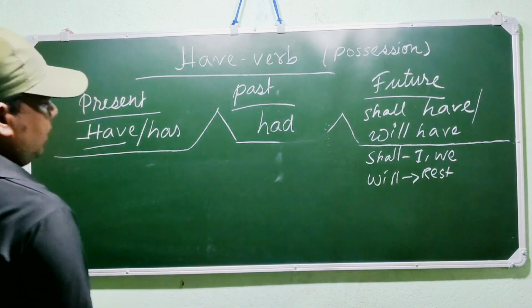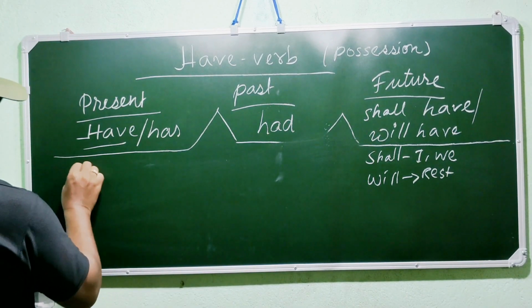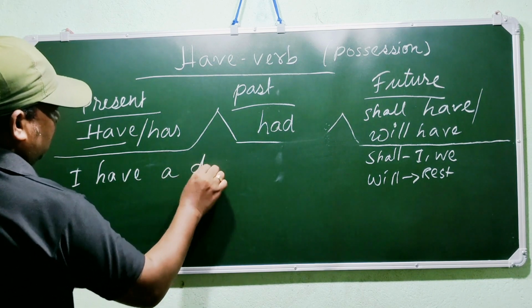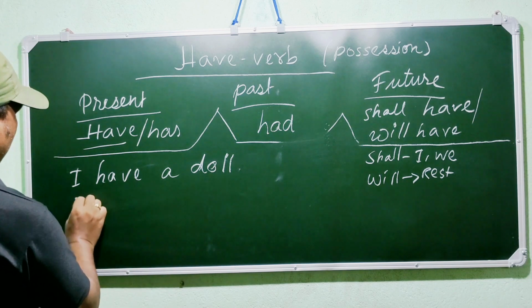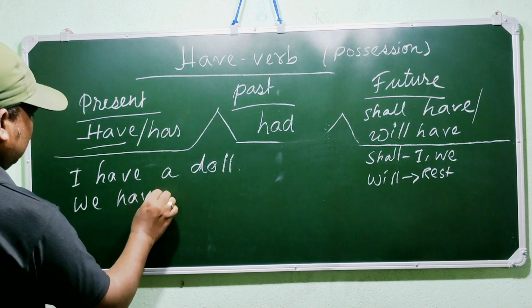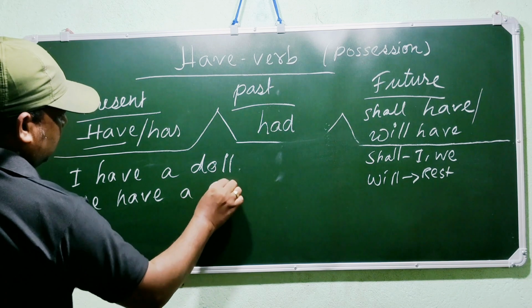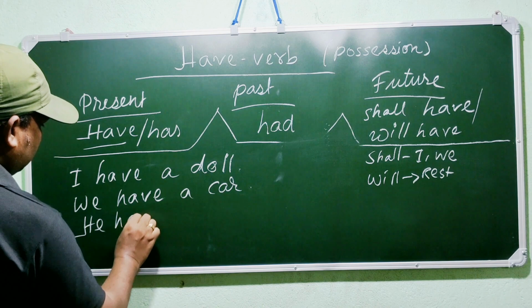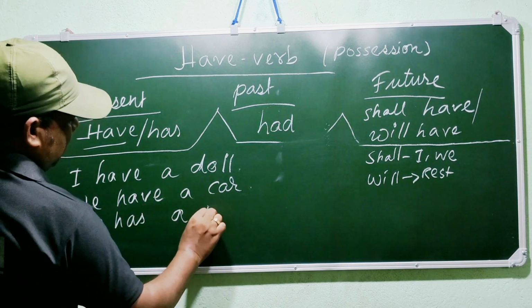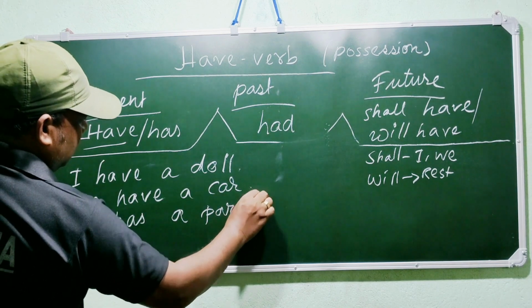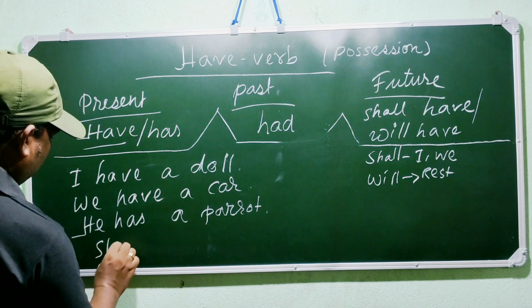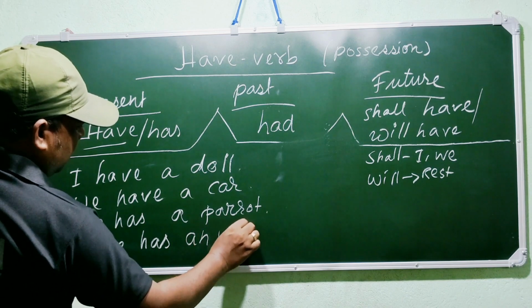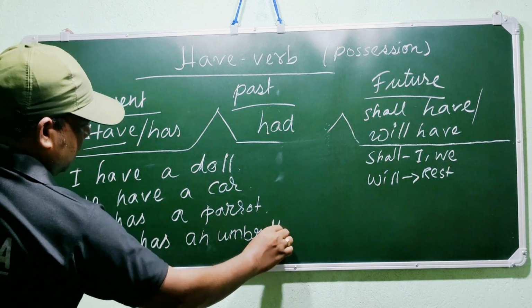In the present you can make sentences like this. I have a doll. We have a car. He has a parrot. She has an umbrella. I think it is clear.